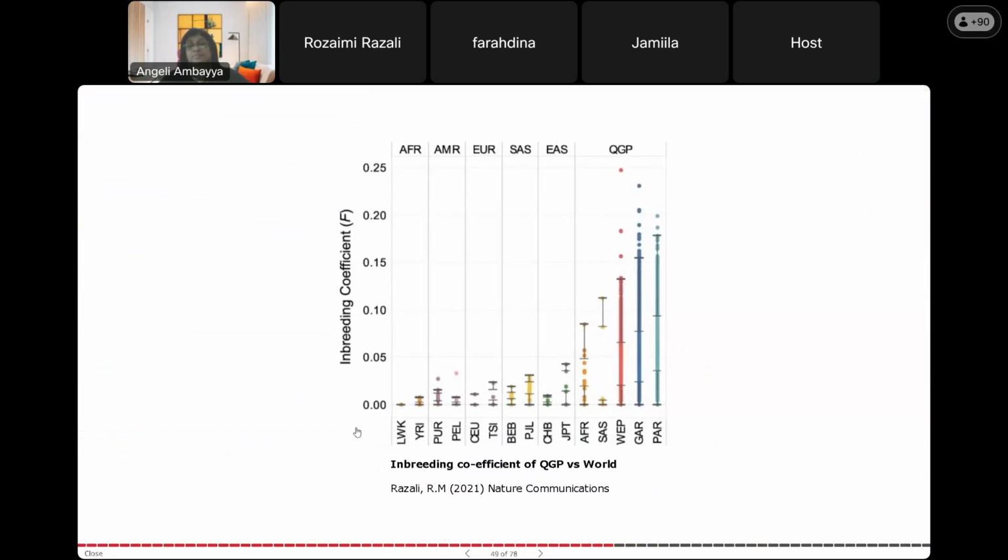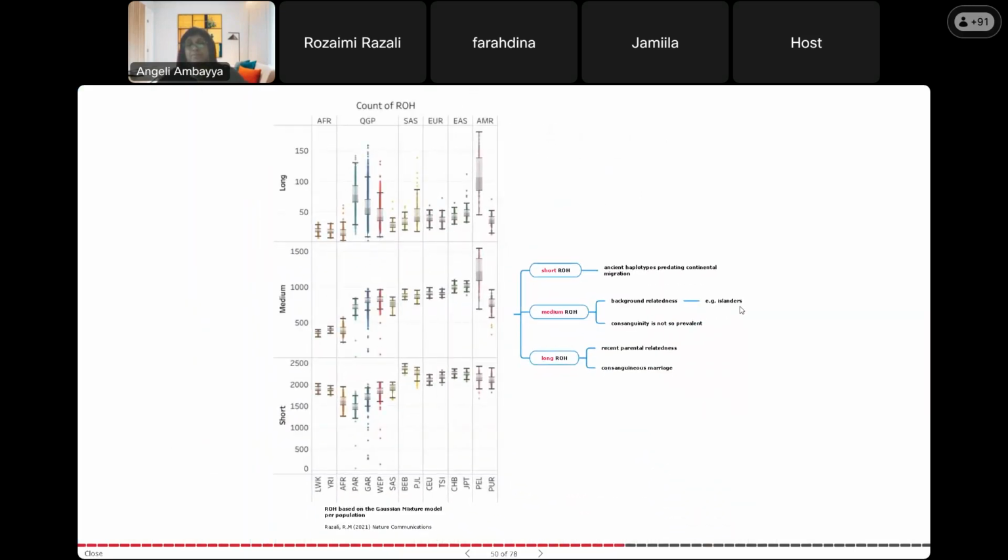So first, from the genome, we call the variants. From the variants, we identify the inbreeding coefficient. We compare the QGP, the Qatar Genome Project ancestry, with all the other genetic ancestries. And we notice that the median for PAR, the median for GAR, and the median for WEB are very high. This is the inbreeding coefficient. Then we look at the run of homozygosity. We divided our run of homozygosity into three: short ROH, medium ROH, and long ROH.